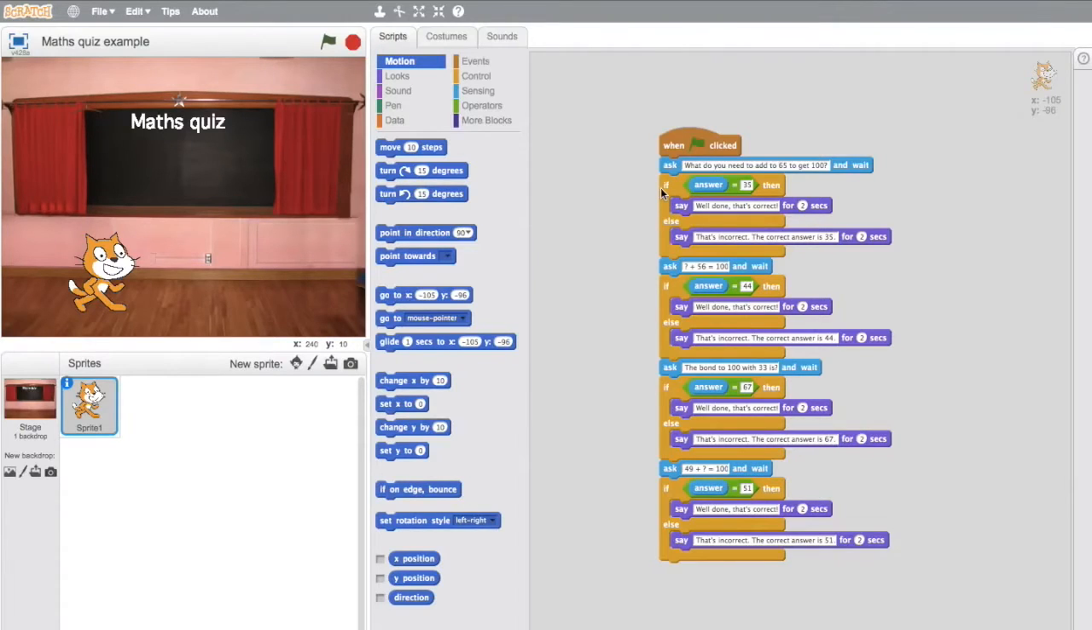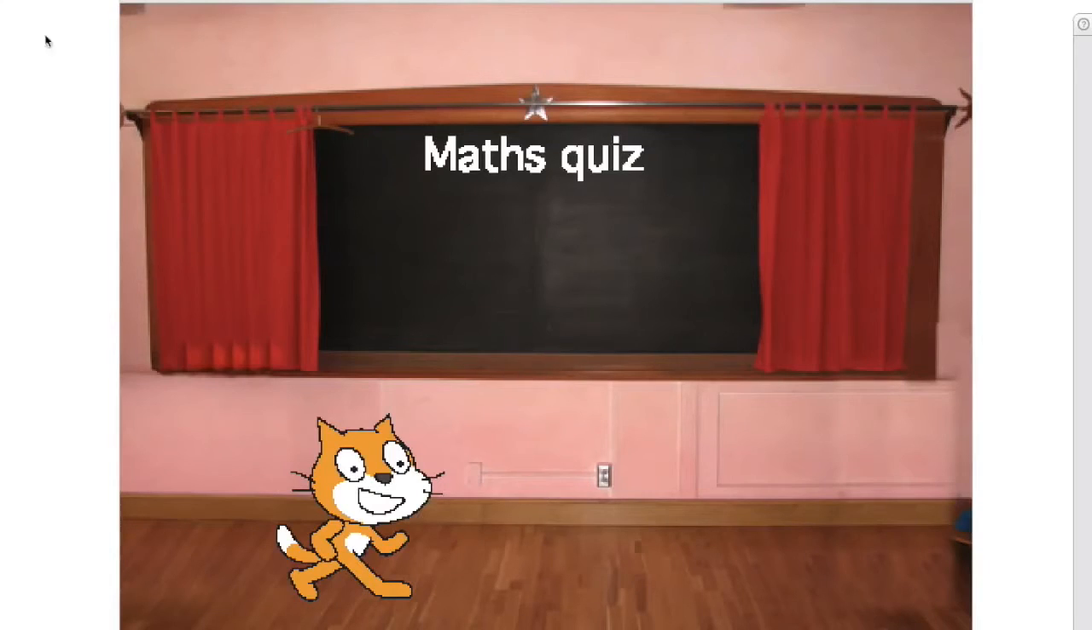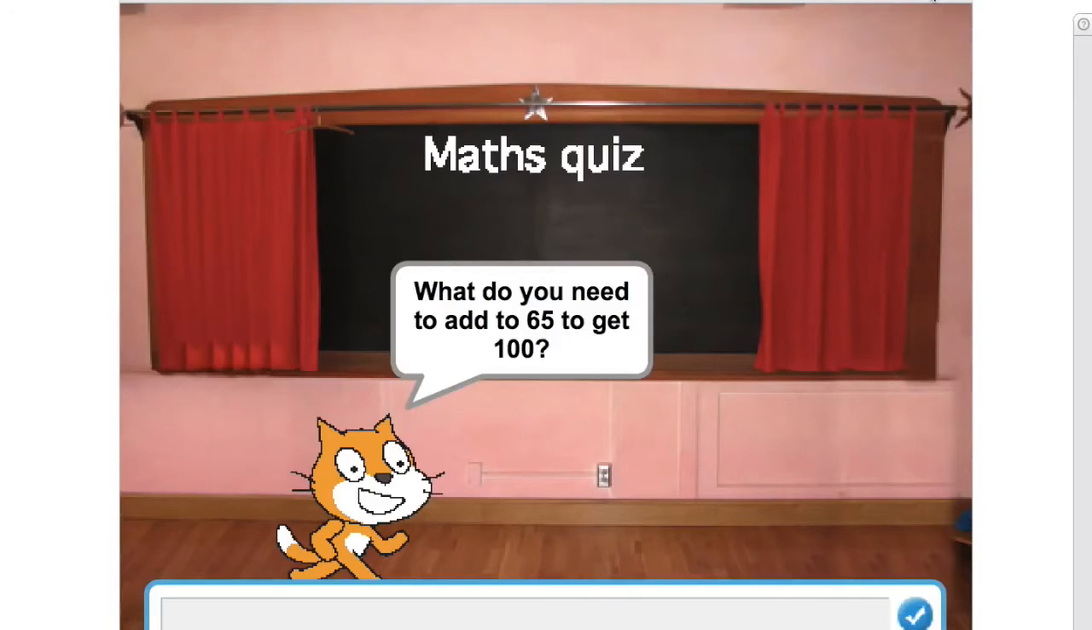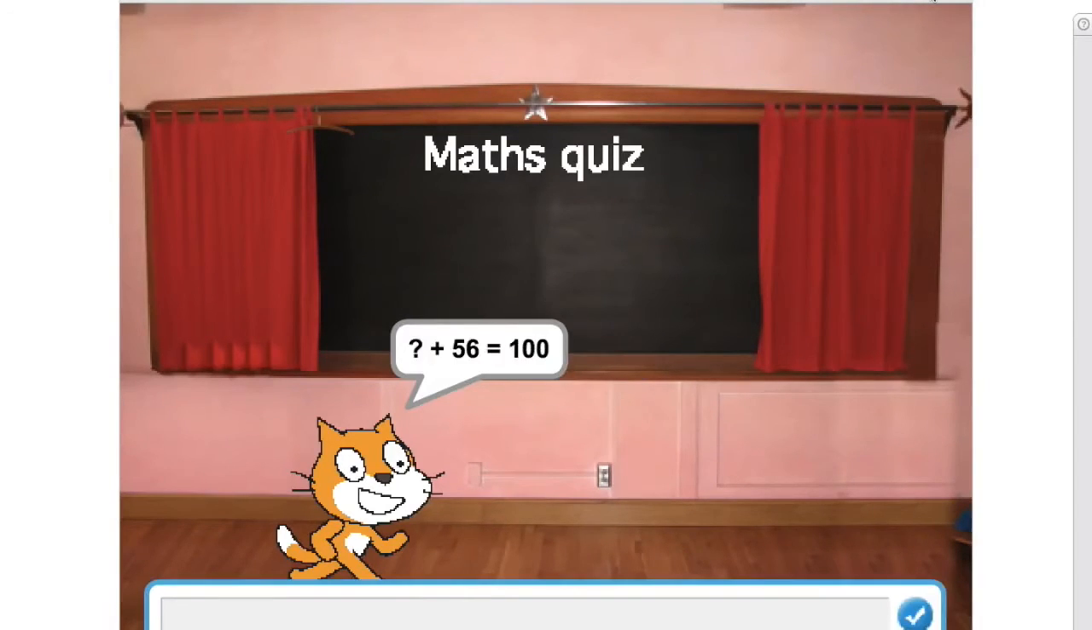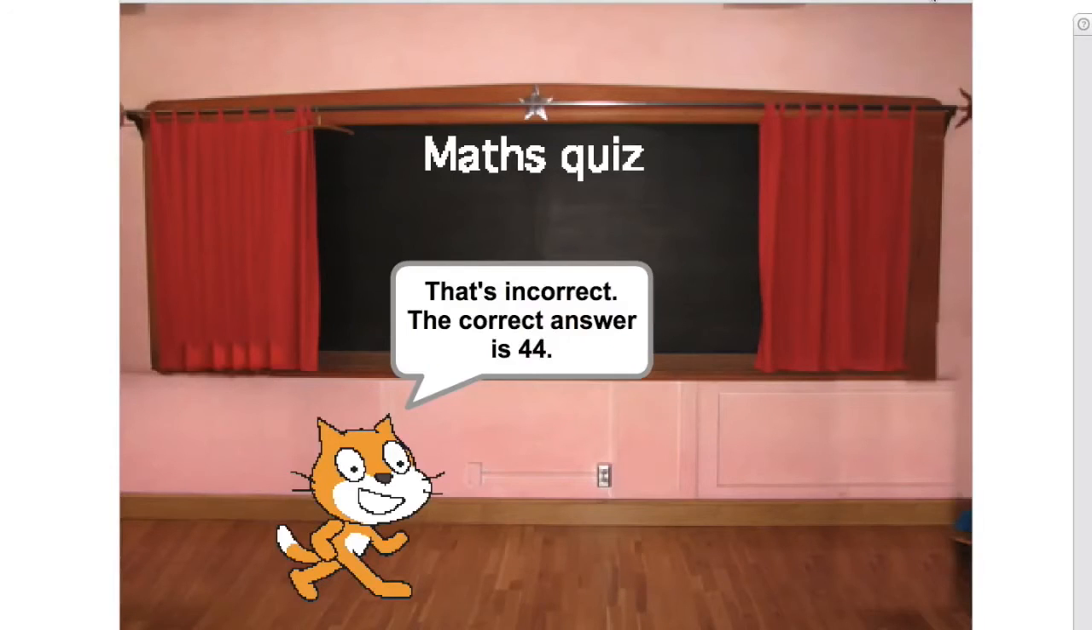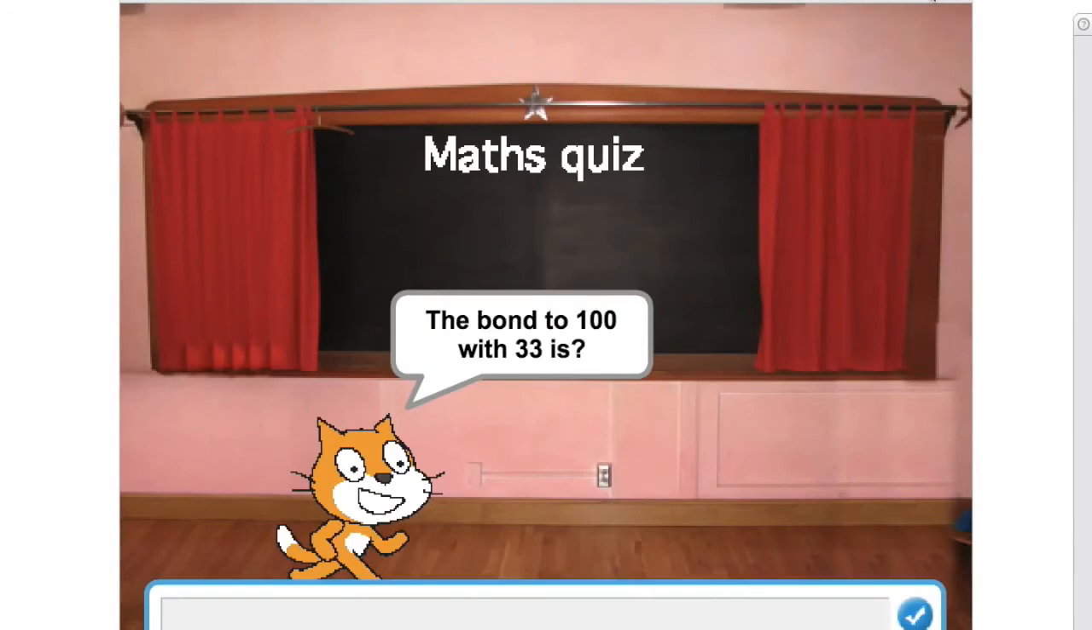So let's look at an example of a pupil's maths quiz program running. When we play the maths quiz, we want to hide the code which has the right answer, so we select to view full stage. And then when the program is run, we can see we get asked a question, we have to write in the answer. If we get the answer right, it tells us, well done, that's correct. However, if we get the answer incorrect, it tells us that we got it incorrect and it tells us what the correct answer is.